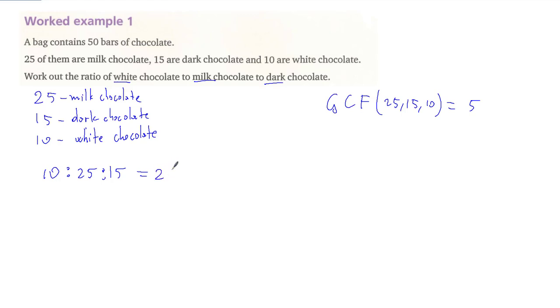So we will have 2 to 25 divided by 5, it's 5, 2 to 5, 15 divided by 5, it's 3. So 2 to 5 to 3. Let's move on.